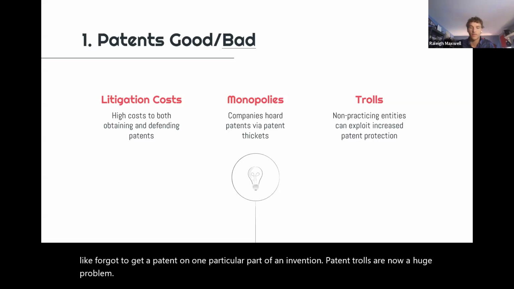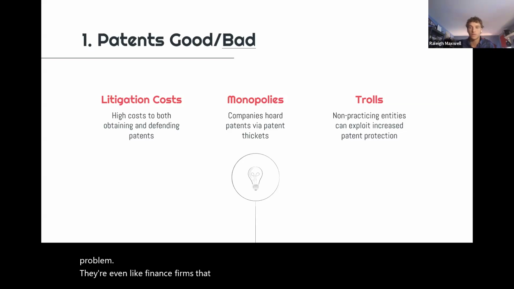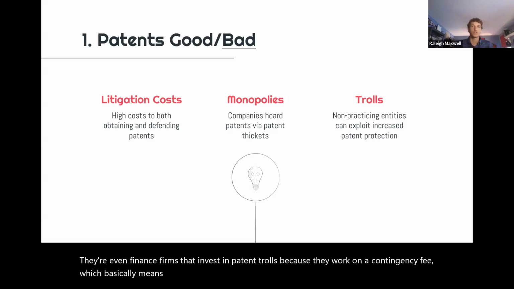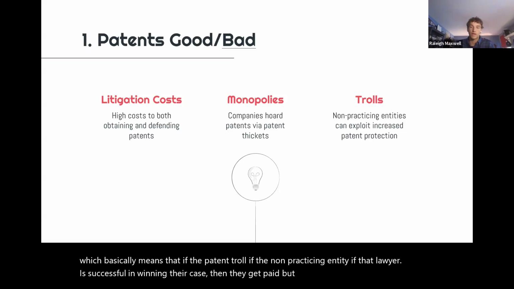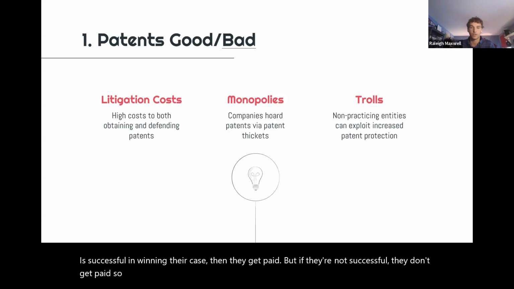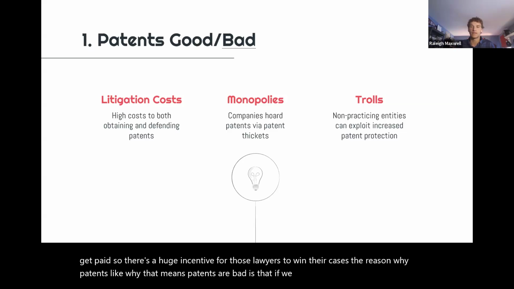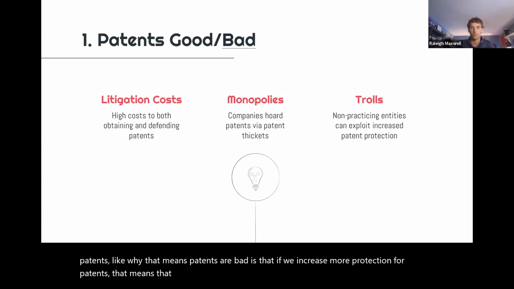There are even finance firms that invest in patent trolls because they work on a contingency fee, which basically means that if the patent troll, the non-practicing entity, that lawyer, is successful in winning their case, then they get paid. But if they're not successful, they don't get paid. So there's a huge incentive for those lawyers to win their cases. The reason why that means patents are bad is that if we increase protection for patents, that means that trolls can exploit the system more.